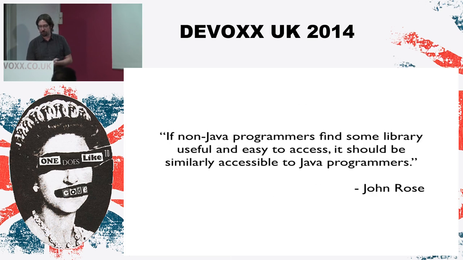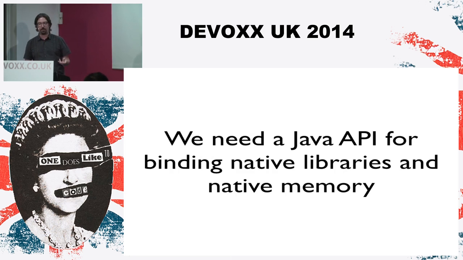I think John Rose from the Hotspot team kind of summed this up best. If non-Java programmers find some library useful and easy to access, it should be similarly accessible to Java programmers. And that's what we want to do. And the way we're going to get there is via a Java API that can pull in native libraries, manage native memory, and make native function calls, all from Java without having to write any native code.